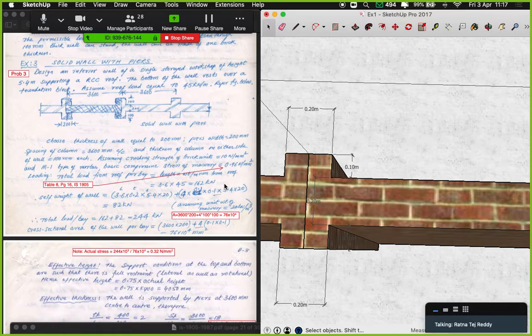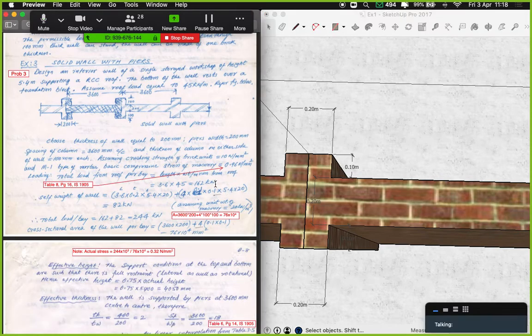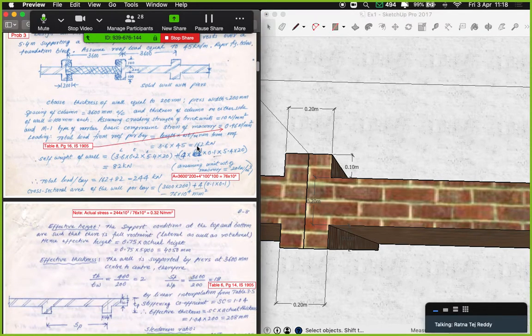45 kilonewton per meter. Now the total load for 3.6 meters is, it's a simple math, 45 is per meter, 3.6 meters is what is required. So that's 162 kilonewtons. That is a total of 162 kilonewtons is acting on the wall.